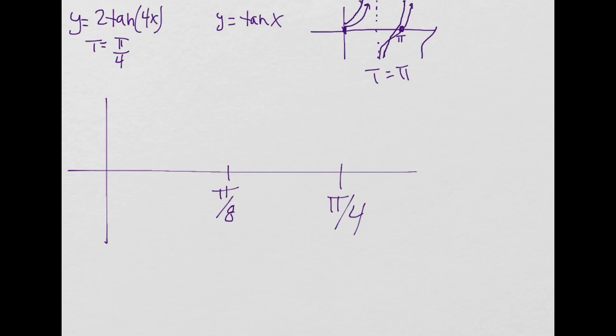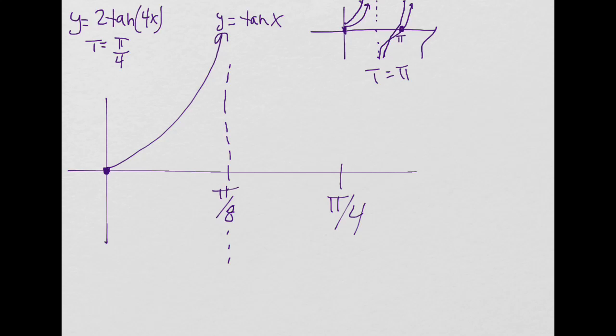So again, think about where your asymptote is going to be. Asymptote is going to be halfway between where we're starting and the end of our period. So I'm going to have an asymptote right there. I know that I'm starting at 0, 0, the origin, and I'm just going to go up.